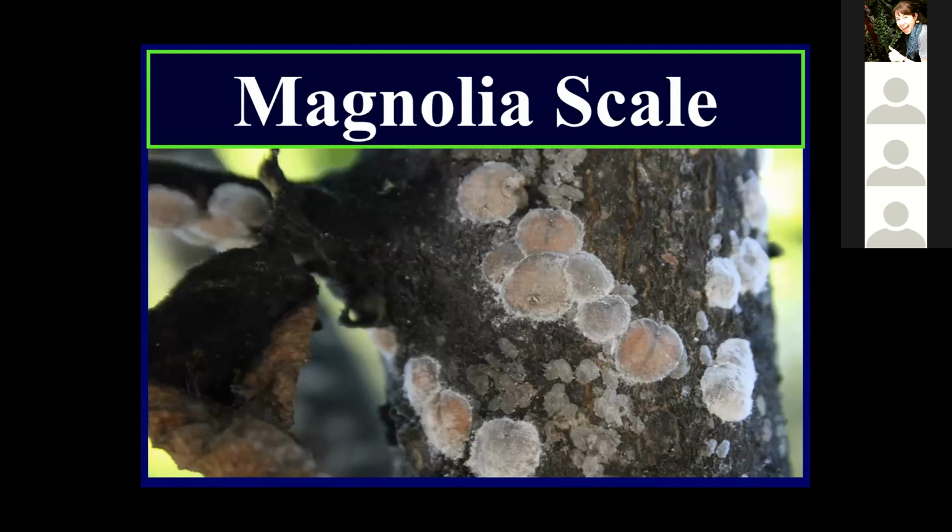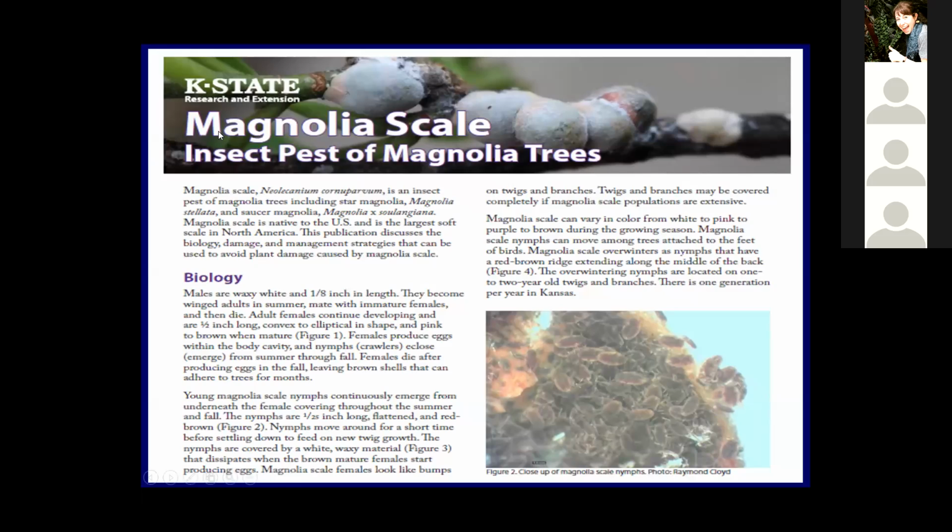Another major soft scale pest, which is really prevalent in Kansas City, is the magnolia scale. This is a later instar stage. They tend to feed primarily only on magnolia, star magnolia, Magnolia stellata, southern magnolia, Magnolia soulangeana, and they're very difficult to control, especially on large magnolia trees. Well, we have an extension publication I developed last year called Magnolia Scale, Insect Pest on Magnolia Trees, which you can download off the website or go to the KSRE bookstore and get a PDF from there.